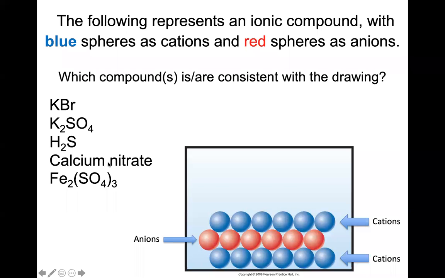K2SO4, H2S, and calcium nitrate. Rather than jumping in and saying, okay, here's my answer, here's my reasoning, let's pick up here next time. What my goal is next time, we're going to finish up this aspect of naming. We'll look a little bit at the naming for acids and some simple organic ones. And then we're going to start chapter 3.